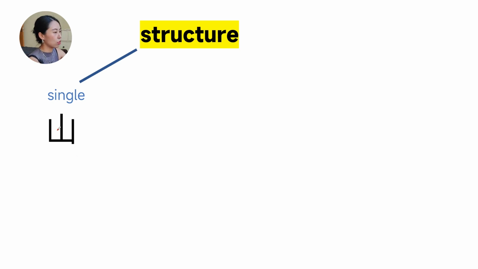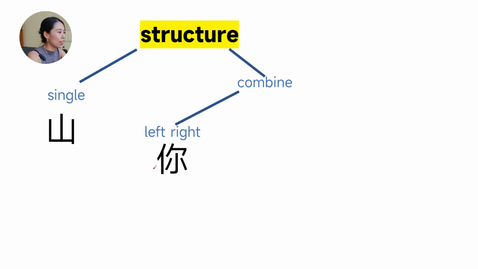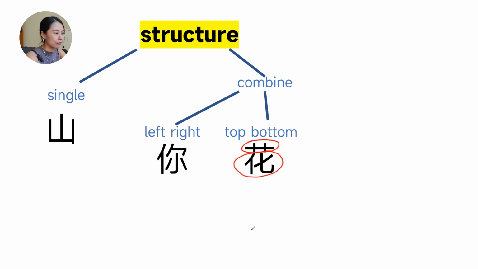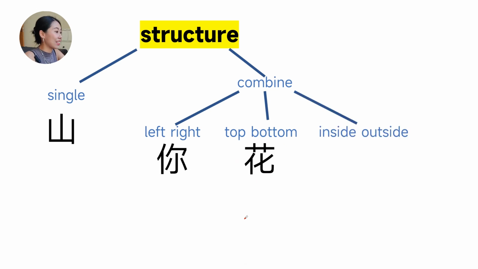And second thing, since we have the single structures, of course we have the combined structures. So there are different types. The first type is the left-right structure, which looks like this. Look at this. Actually, we can cut them into the left part and the right part, right? And also we have the top-bottom structure. Look at this. We can cut this. This is the top, and this is the bottom. All right. And the next one is the inside and outside.